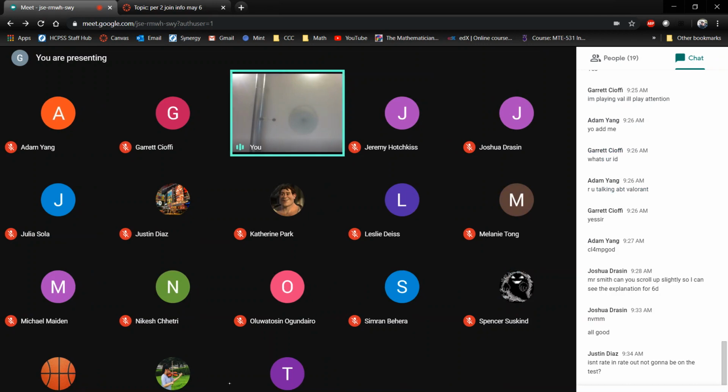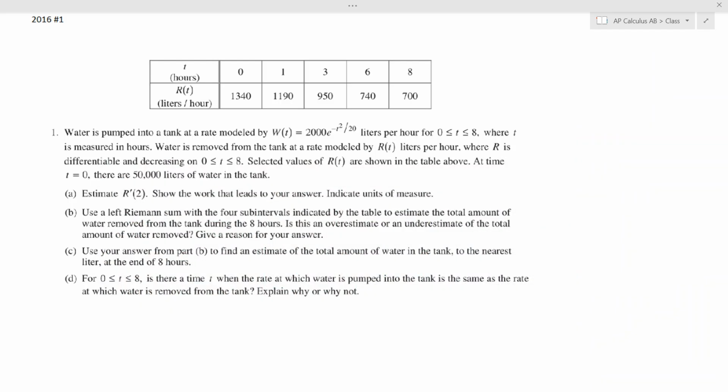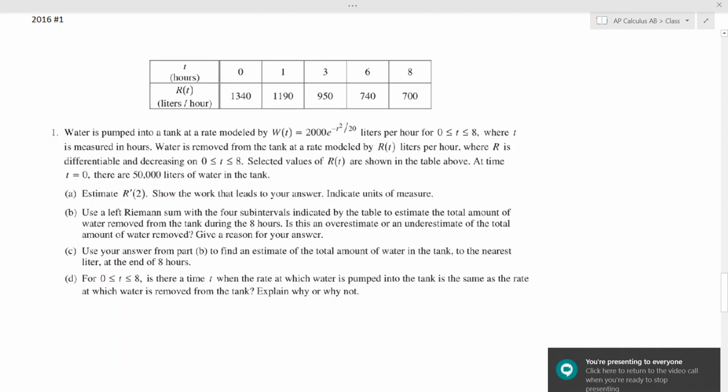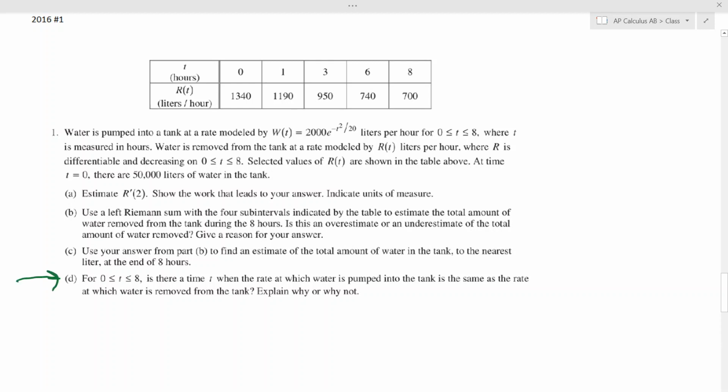Isn't rate in, rate out not going to be on? Yeah, but I want to do this one just because it has a table in it. Make sure we know how to do that and all that stuff, okay? Specifically part D. I really think part D is going to happen to you guys. While you don't need to know the integral of a rate in is how much water came in, this has some good stuff in it, so let's do it. And you guys already know all that junk.